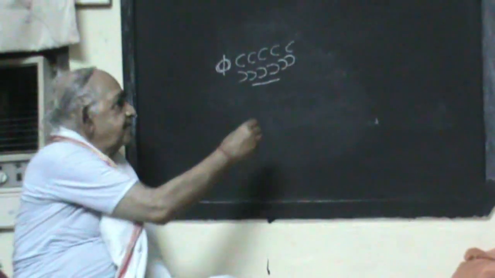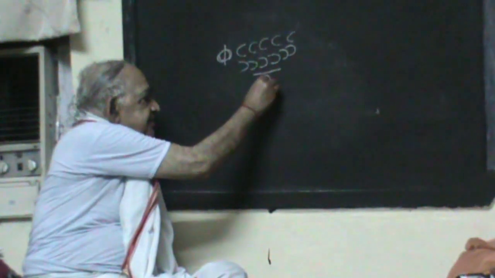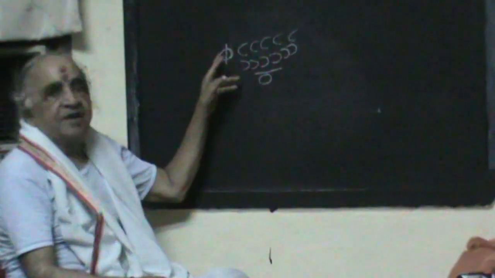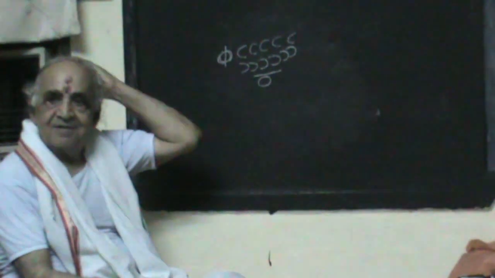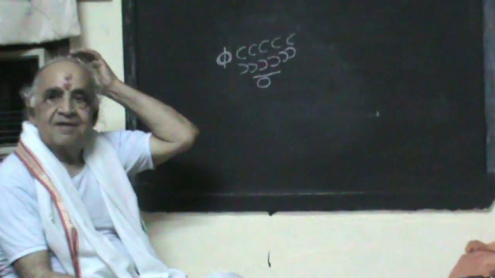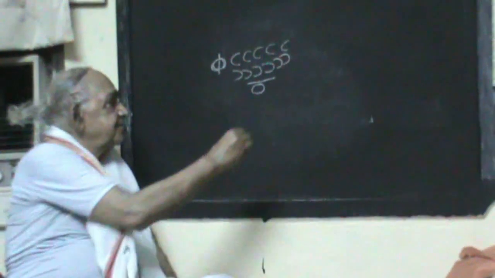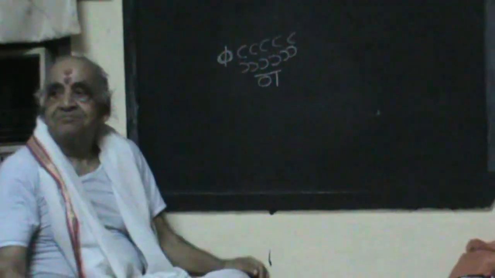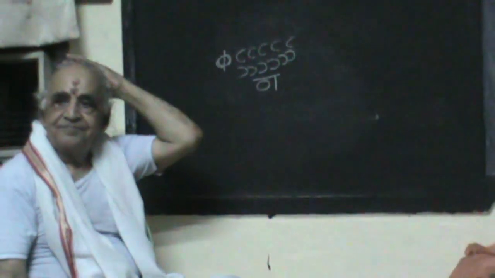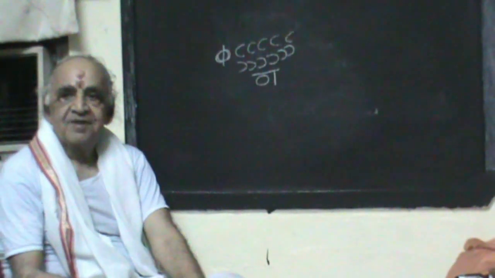Now I write this, our circle, and this circle symbolically is like a globe, the world. And this line, one line, is the controller of time.